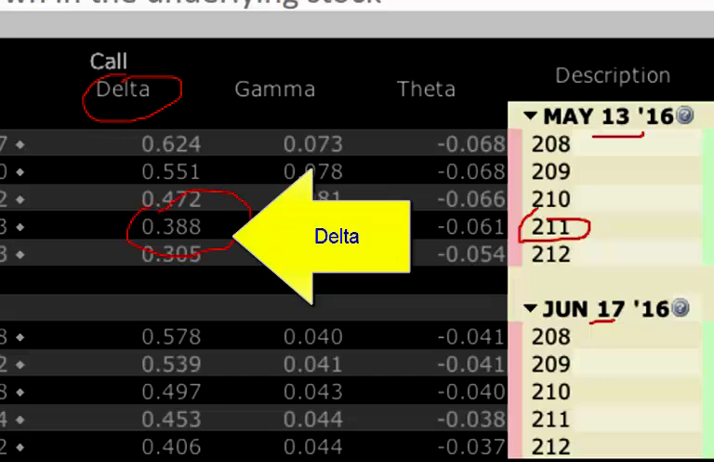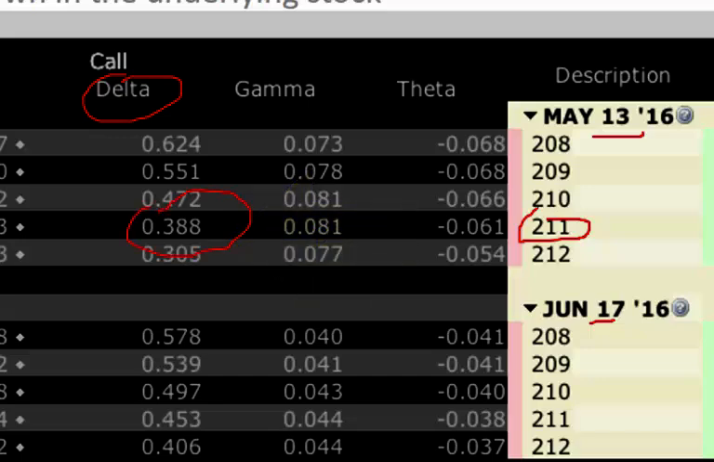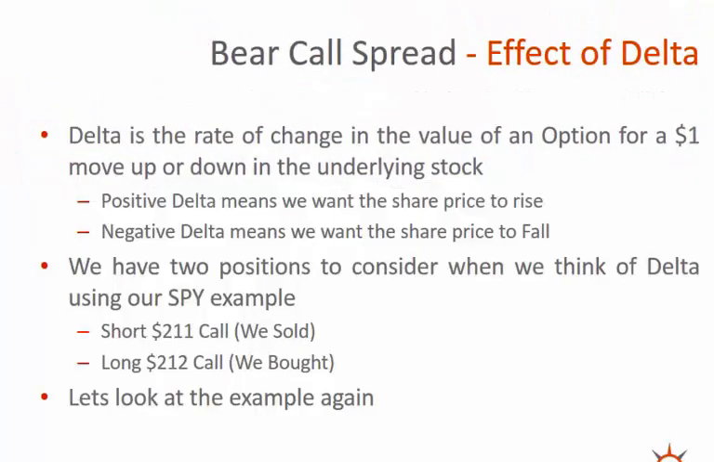What does that mean? That means that for a $1 rise in the value of SPY, the value of the 211 calls will go up by 0.388. And for a $1 fall in the value of SPY, the value of the 211 strike calls for May the 13th will go down by 0.388. So let's talk about it in the context of a bear call spread now in greater detail.